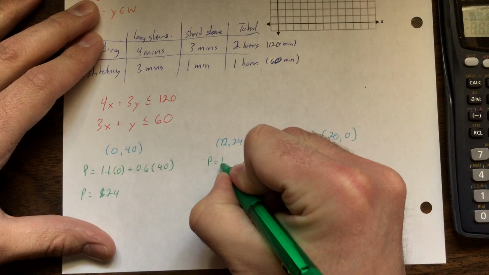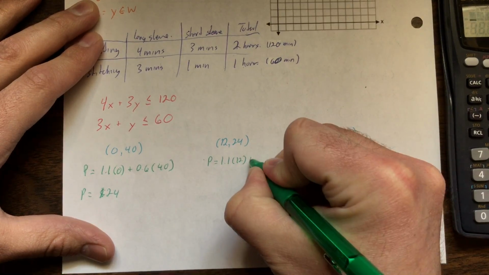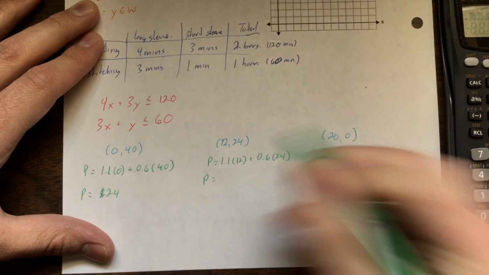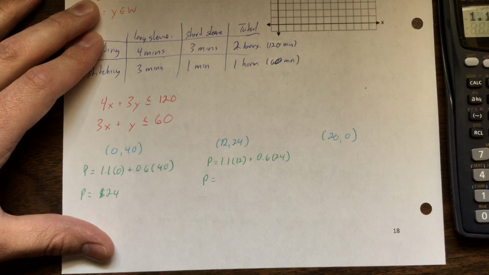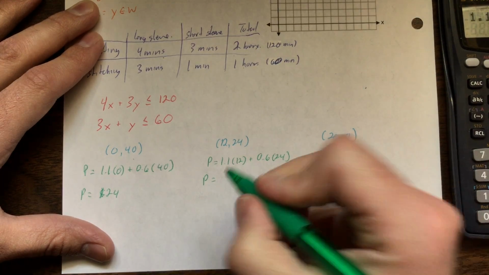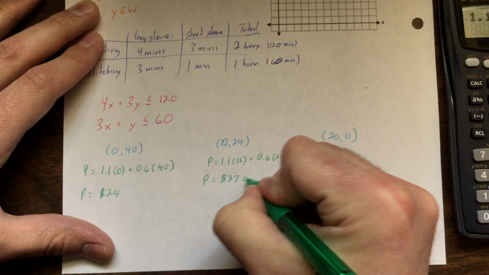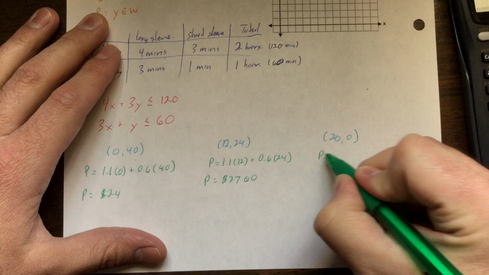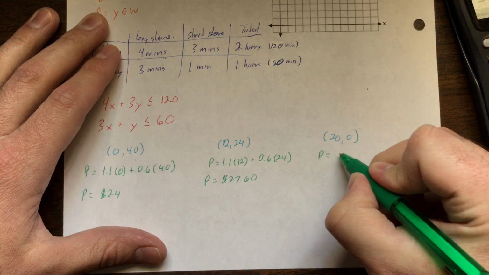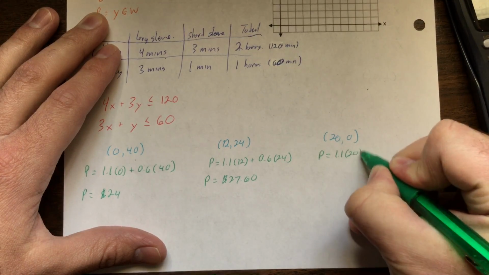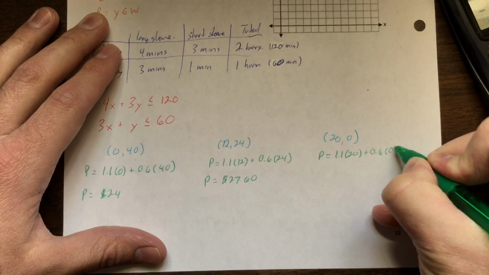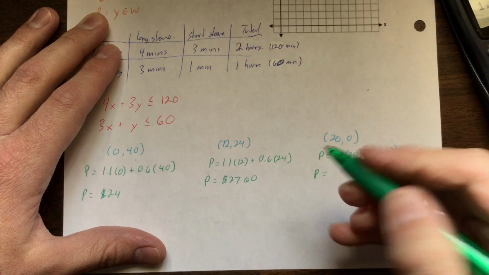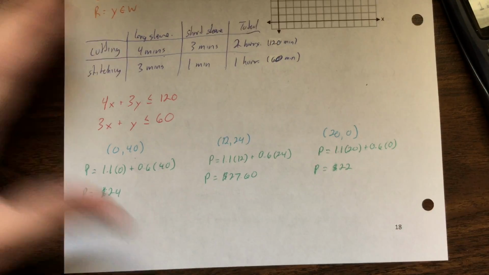Next one, profit is 1.1 times 12 plus 0.6 times 24, which is going to give us a profit of $27.60. And finally, this last one is going to be 1.1 times 20 plus 0.6 times 0. And our profit is 1.1 times 20, which is $22.